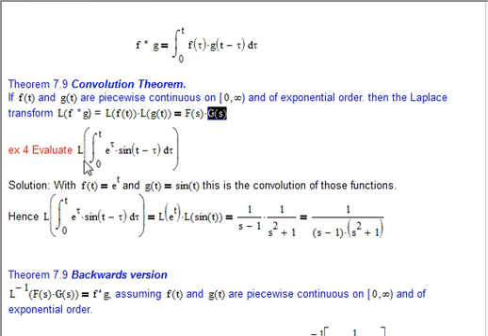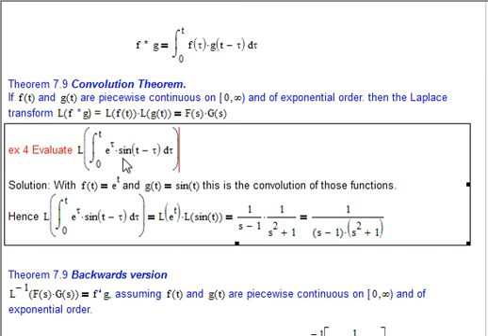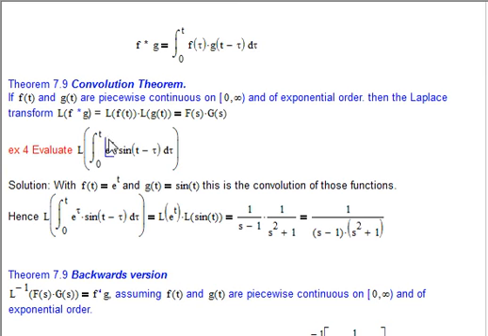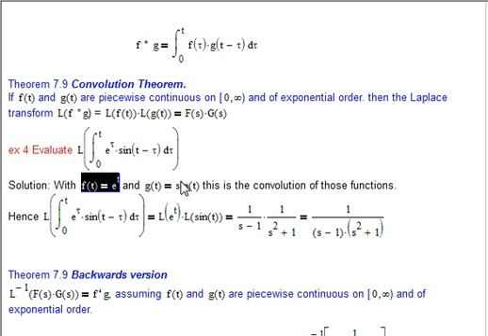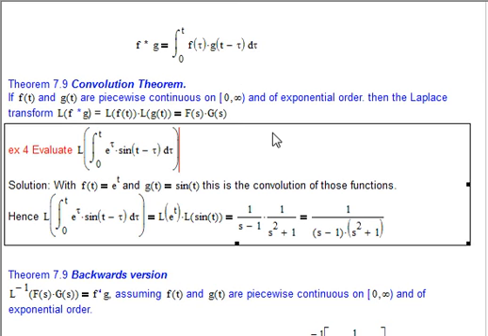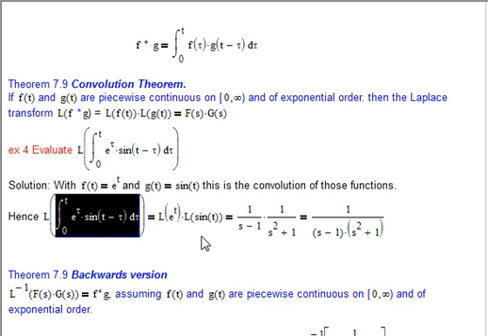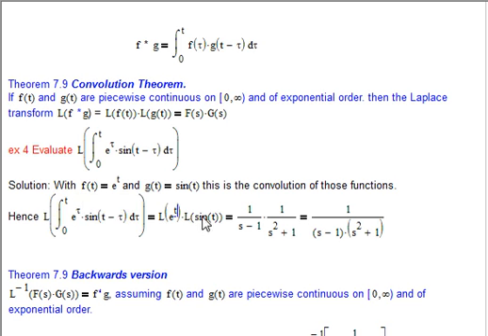So our first example, let's find the Laplace transform of this convolution: the integral, tau going from 0 to t, of e to the tau times sine of t minus tau d tau. Tau's our variable here. So with our f of t equal to e to the t and our g of t equal to sine of t, I think you can figure that out without too much difficulty, then this is the convolution of those functions. Hence, the Laplace transform of that convolution is the same as the Laplace transform of e to the t times the Laplace transform of sine of t. Look how nice that was.